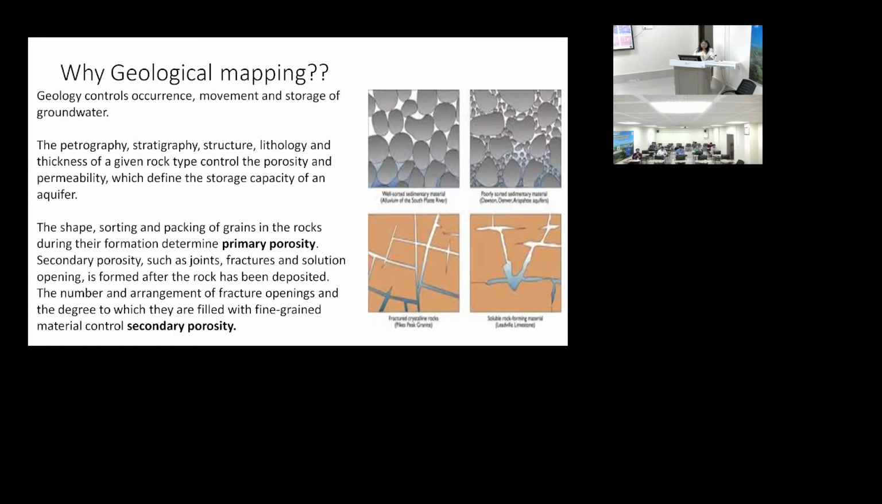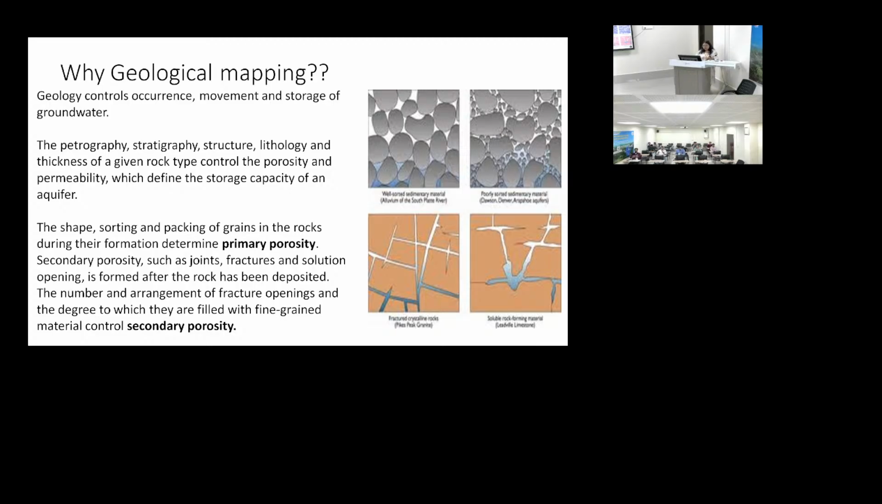So why is geological mapping necessary? Since the aquifer is the formation which is feeding the spring, we are considering the spring as a part of the groundwater system. So when the concept of aquifer comes, we have to look into the underlying rock type which is present there. Secondly, the structural controls, like whether it is fractured or faulted, we have to look into that. Furthermore, we also have to check the thickness of the rock type or the aquifer, which controls the porosity and permeability of an aquifer.